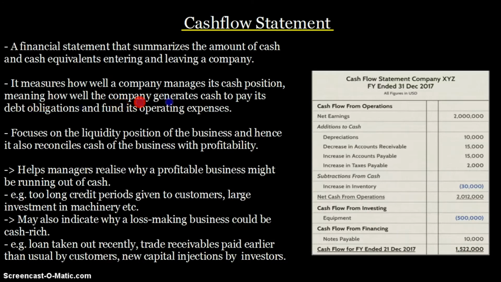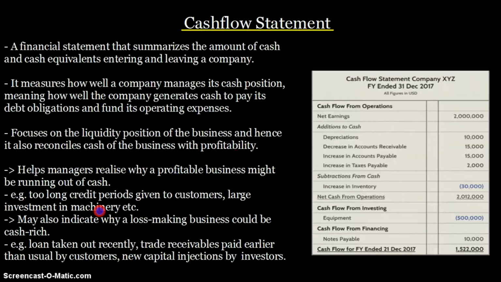So it measures how well a company manages its cash position, meaning how well the company generates cash to pay its debt obligations and fund its operating expenses. It tells you how much cash the company is making, how it is managing that cash, whether it is able to pay its debts, and whether it has enough cash to fund its operating expenses, to invest in machinery and equipment, and so on. So it basically focuses on the liquidity position of the business, and hence it also reconciles the cash of the business with profitability. What this means is that if we know the cash of the business, we can compare that to the profitability of the business and make certain deductions from it.